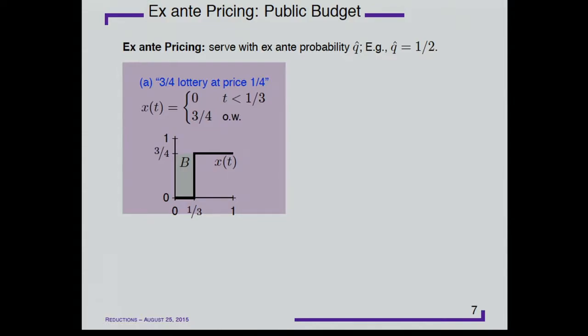So what does this do? Well, you can solve for the indifferent type, the type that doesn't care if they buy this or not, by saying, okay, what type has t times x minus p, which is t times 3/4 minus 1/4, equal to 0? It's exactly the type of 1/3. Okay? So the allocation rule looks like this. The types below 1/3 don't buy. The types above 1/3 buy, but they only buy with probability 3/4 because it's a 3/4 lottery.